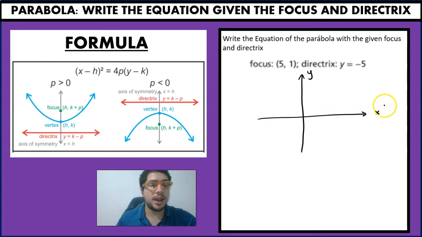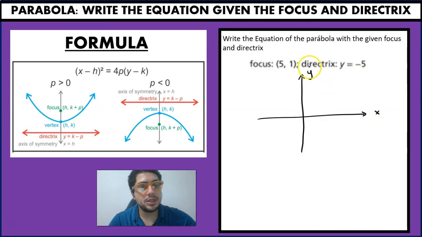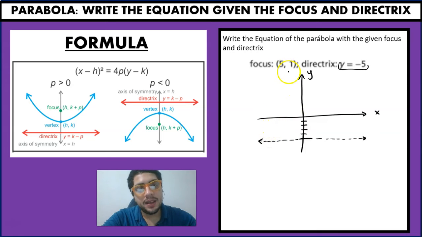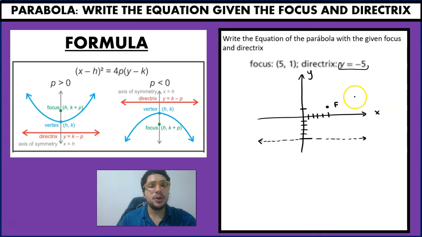We're going to do a small draft so that you guys can visualize it. So the directrix is going to be on y equals minus 5. So minus 1, 2, 3, 4, 5. And that is going to be our directrix, right? We've already seen that. Now, the value of our focus is going to be on (5, 1). So it's going to be on 1, 2, 3, 4, 5, and 1. So it's going to be here. Now that we see that our focus is actually above our directrix, we're going to be taking a look at the image on the left.